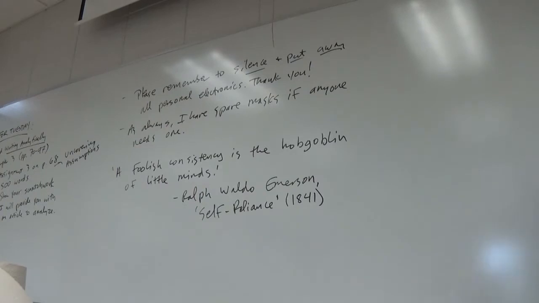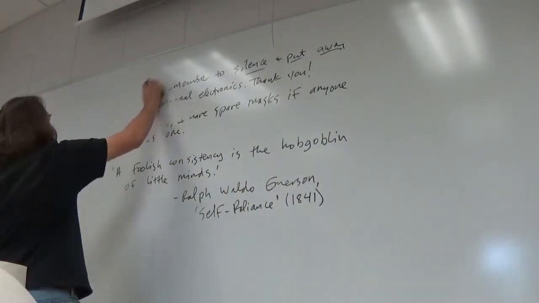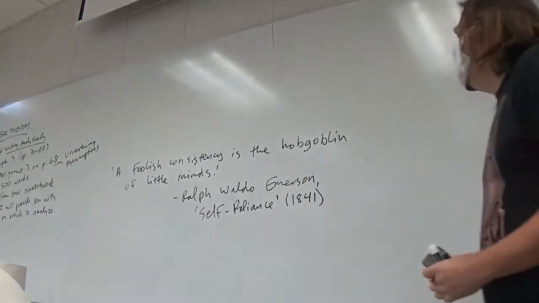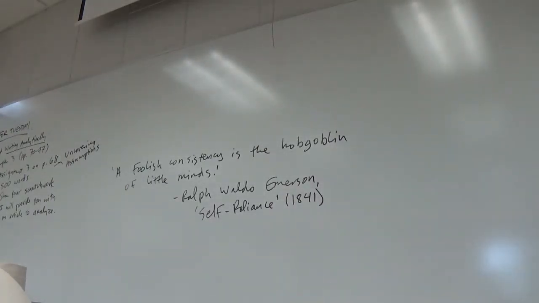Okay, so let's start today by thinking about language. I want you to read the sentence that I've written up here on the board, which is a quote from the American philosopher and poet Ralph Waldo Emerson. And I want you to try to think about what this means, right? What does this actually mean? Yes? Which word? Foolish. A foolish consistency is the what? Is the hobgoblin of little minds.